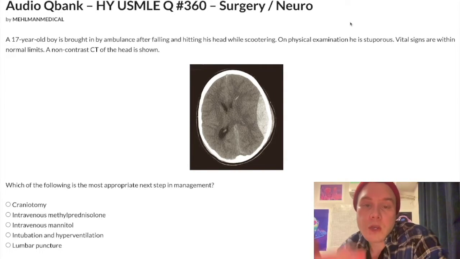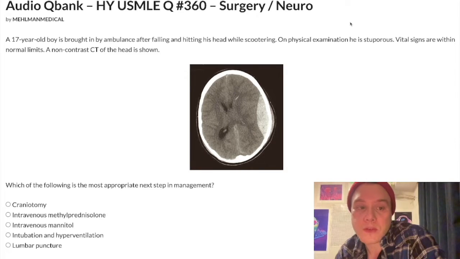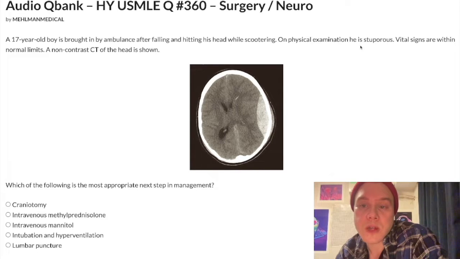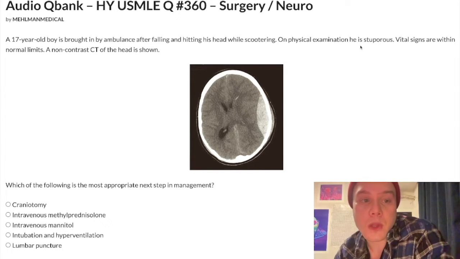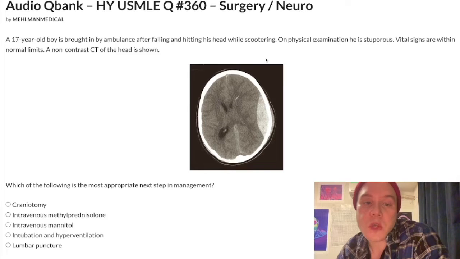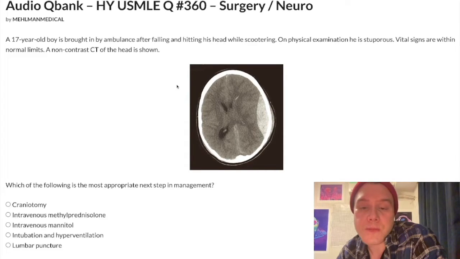Now starting the actual question here, where we've got this 17-year-old boy, fell and hit his head. Physical exam shows he is stuporous, so he has a decreased Glasgow Coma Scale. Vital signs are within normal limits. A non-contrast CT of the head is shown. So we do non-contrast CT when we're looking for bleeds. Contrast would be for things like brain abscess, cancer. And you can see that he has this biconvex disc, which is our epidural hematoma.